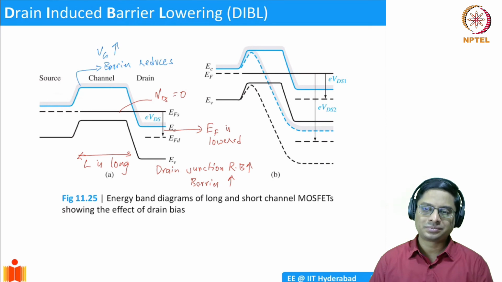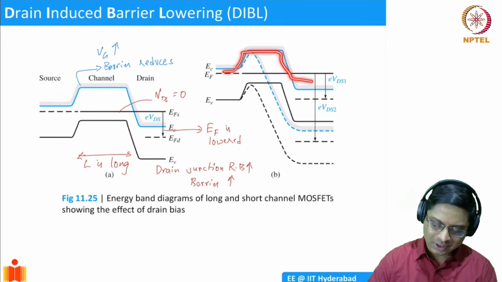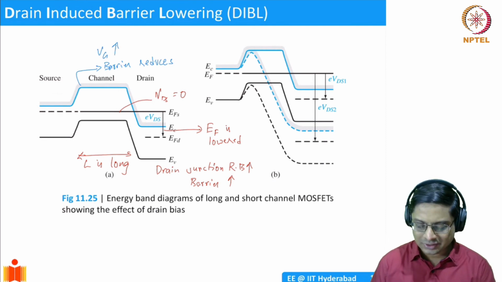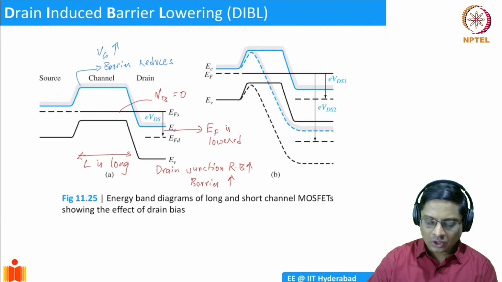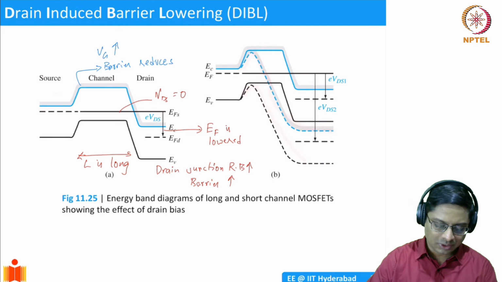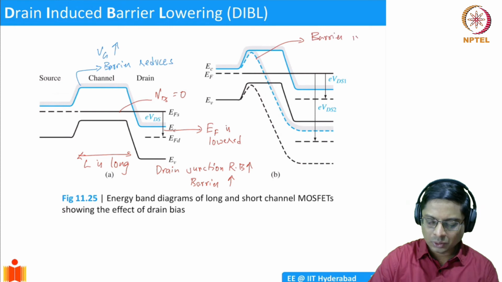But the moment you go to short channel devices, what happens? Well, this is basically a picture of the long channel case, and then superposed on that is a short channel device. If you have a short channel device, because you have to lower the Fermi level on the drain side, automatically the barrier is going to become smaller, because this barrier is lowered due to drain bias.